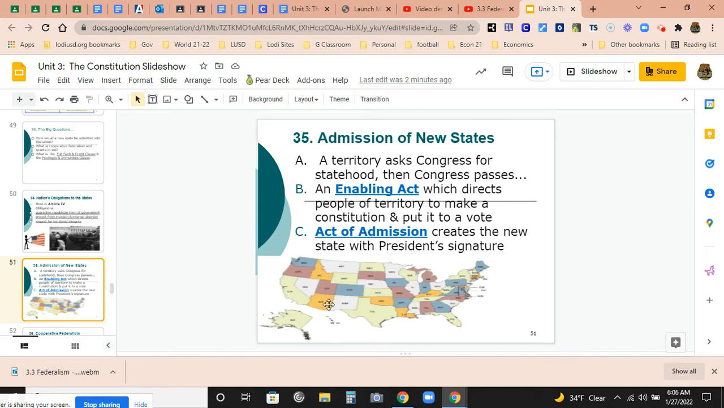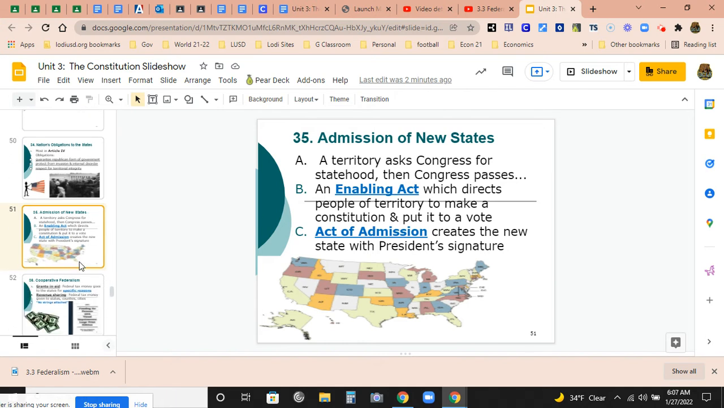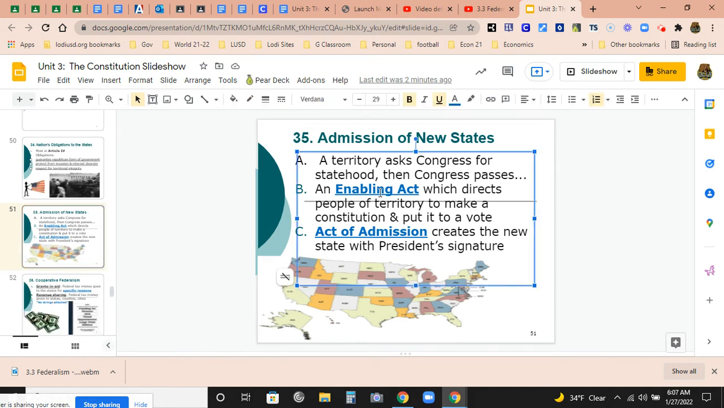And here are some states that got added. Some of these processes, I guess. Not sure what the colors mean. But that's basically it. Enabling Act, act of admission is the process a territory goes through before it becomes a state.